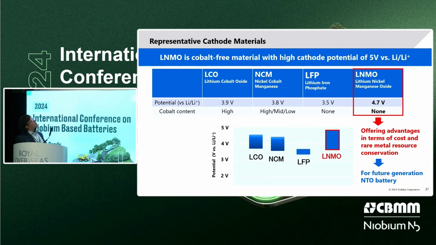Next shows representative cathode materials, and among these, LNMO, lithium nickel manganese oxide, is known as a cobalt-free material with a high cathode potential around 5 volt versus lithium, offering advantages in terms of cost and rare metal resource conservation. So we decided to investigate this material for future generation batteries.